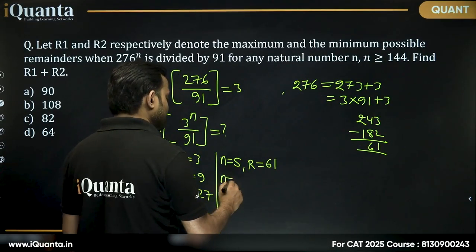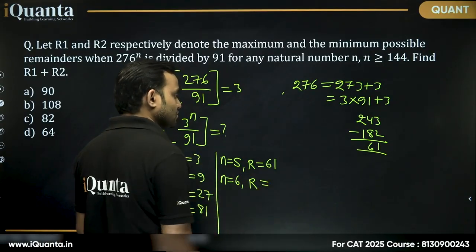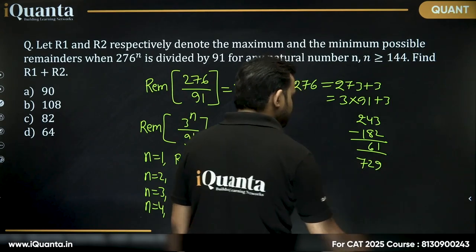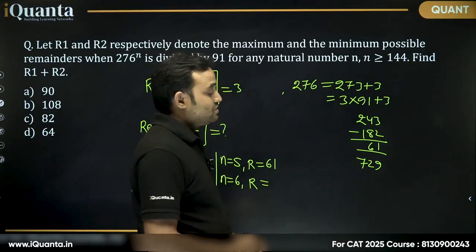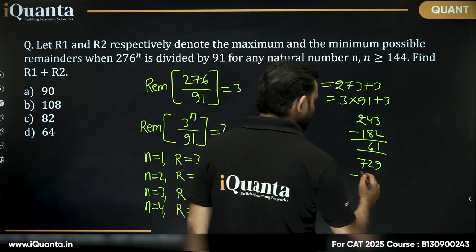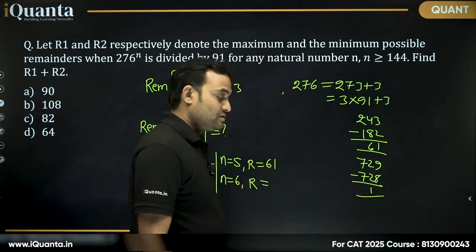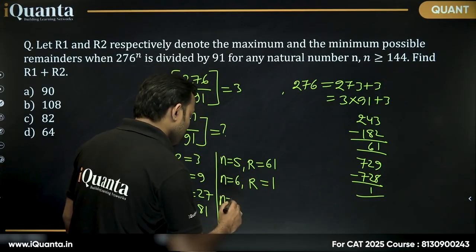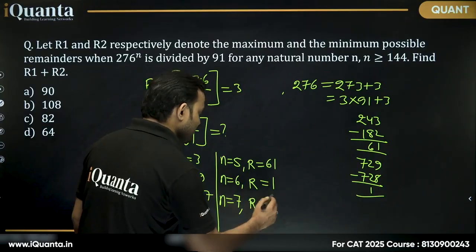Then again, if I take n equal to 6, 3 to the power 6 is 729. Now 729 when divided by 91, what will be the remainder? 91 into 8 is 728. So the remainder is 1. Now if I take n equal to 7, then what will be the remainder? The remainder will be again 3.